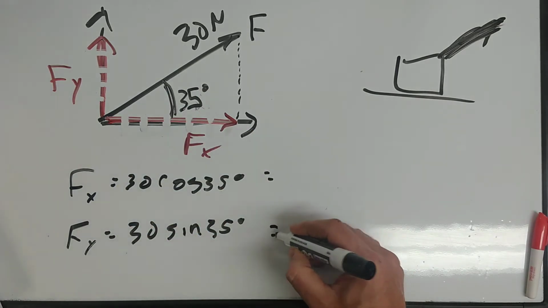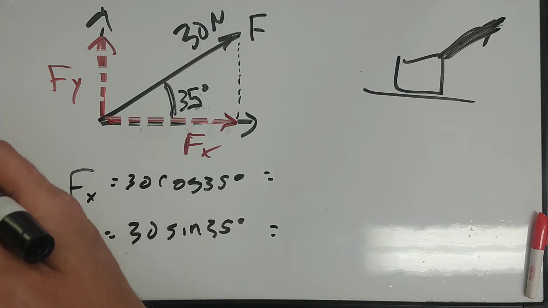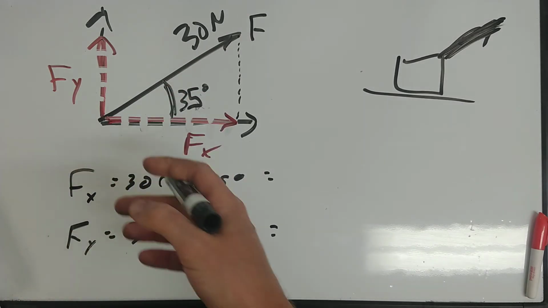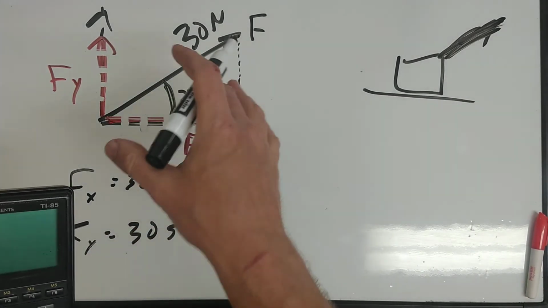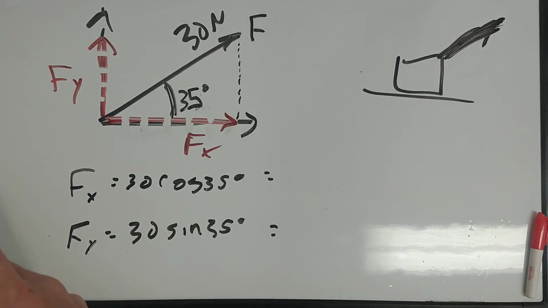So then you can go ahead and plug and chug those. It's close to 30 degrees. The y component should be a little more than half of 30. Yeah, it's good to have those references in your head, like how they relate.